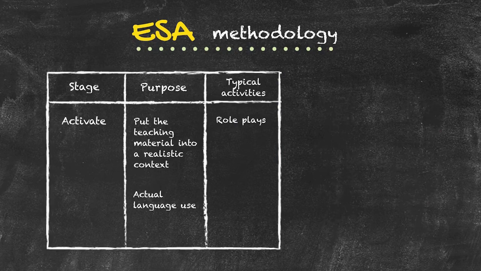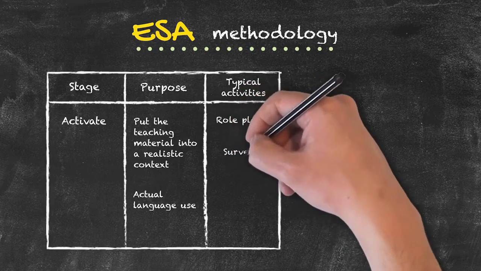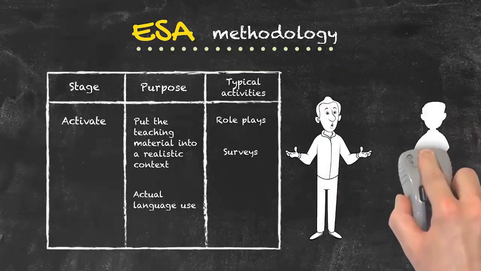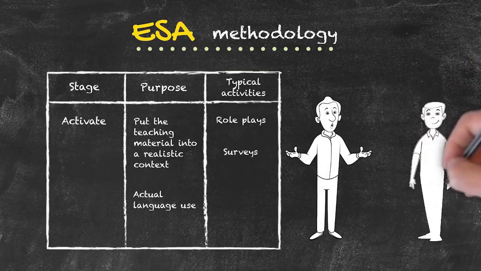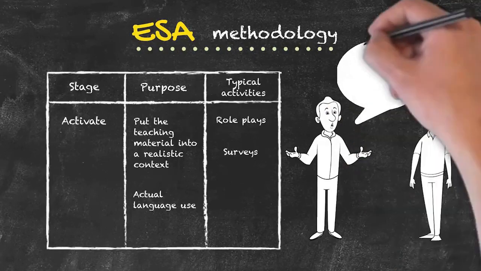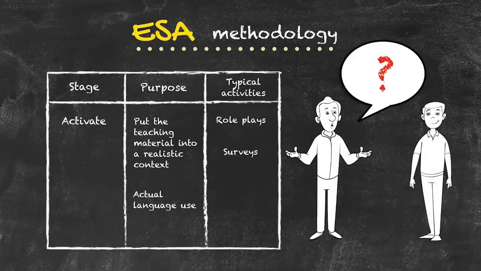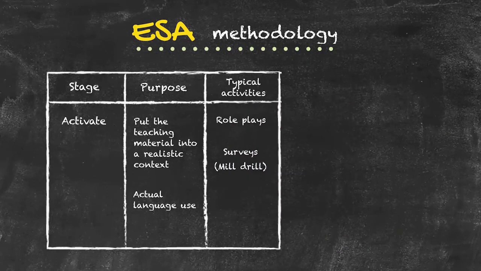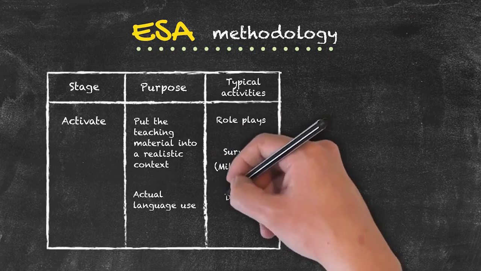Another example that they could do would be surveys where each of the students get up and they go around and they ask questions of all the other students. This type of activity where all students get up and interact with each other is often called a mill drill. The final type of activity that we'll put in here is that the students can have a debate about a particular subject.